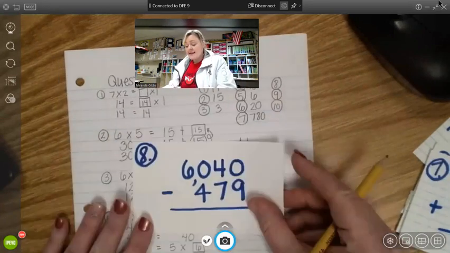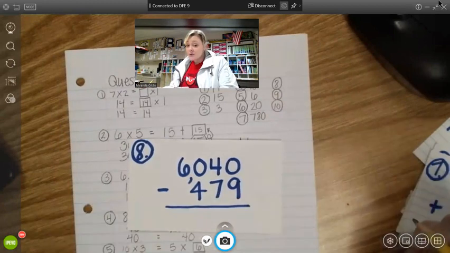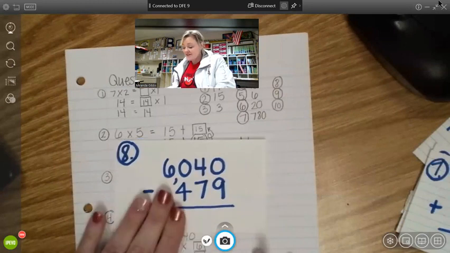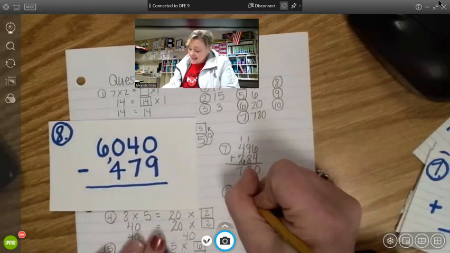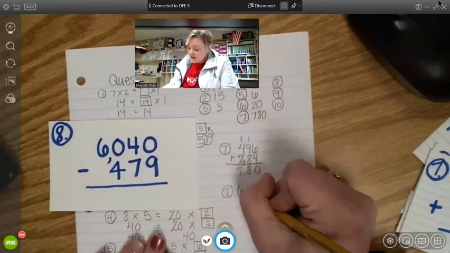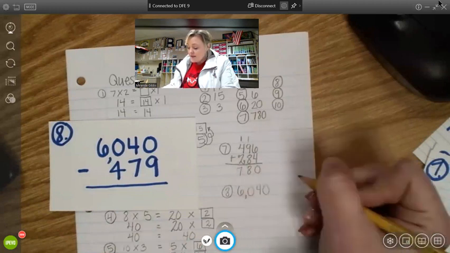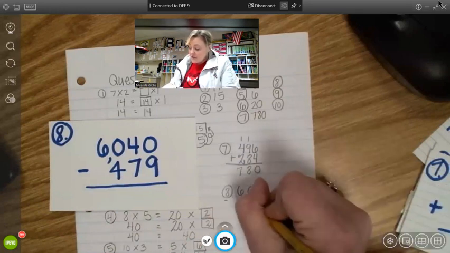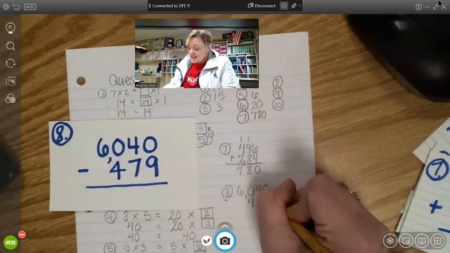Problem 8 looks like this. 6,040 minus 479. Number 8. 6040 minus 479.